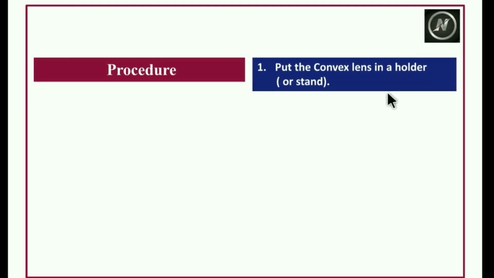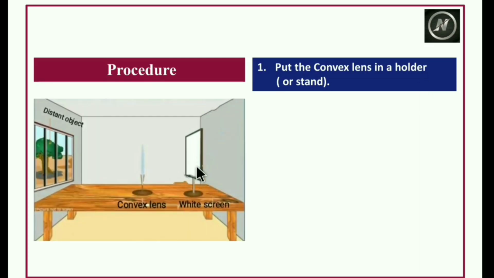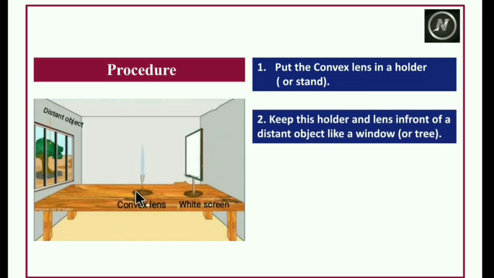Put the convex lens in a holder or stand. Keep this holder and lens in front of a distant object like a window or tree. This is the window, so consider this as a distant object. In front of this, place this holder and lens.